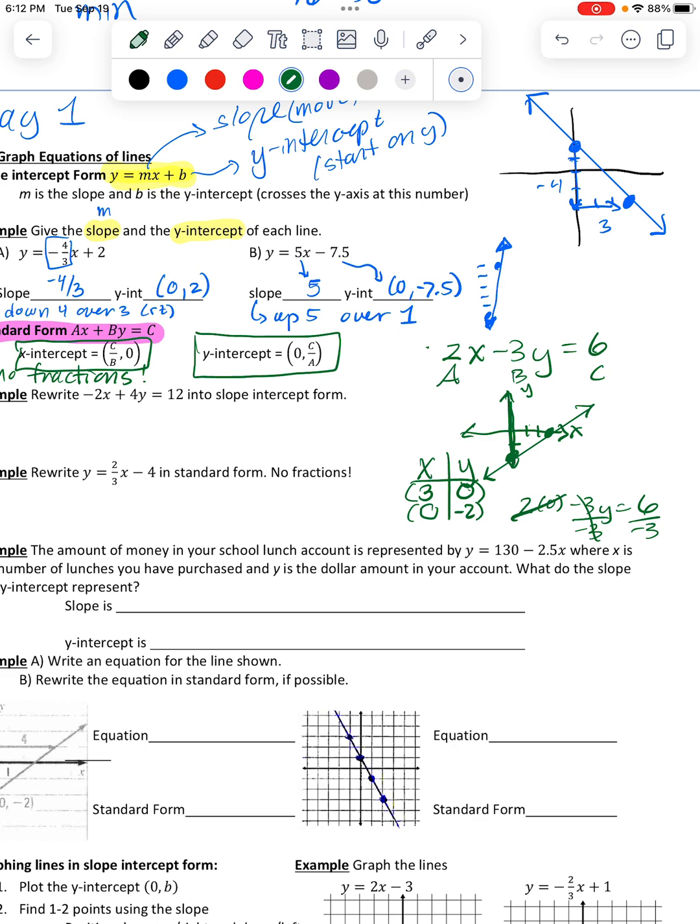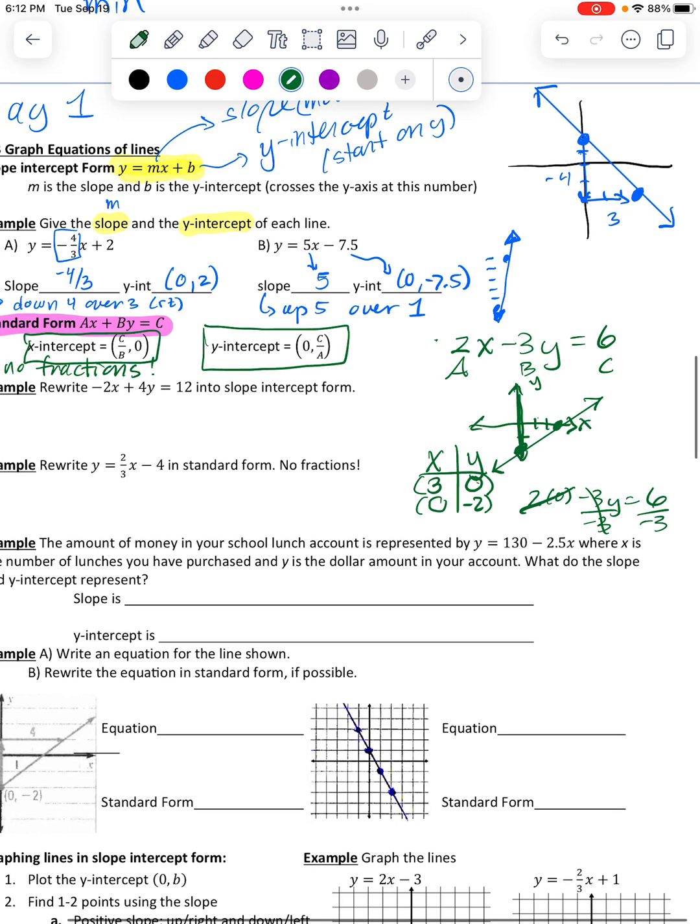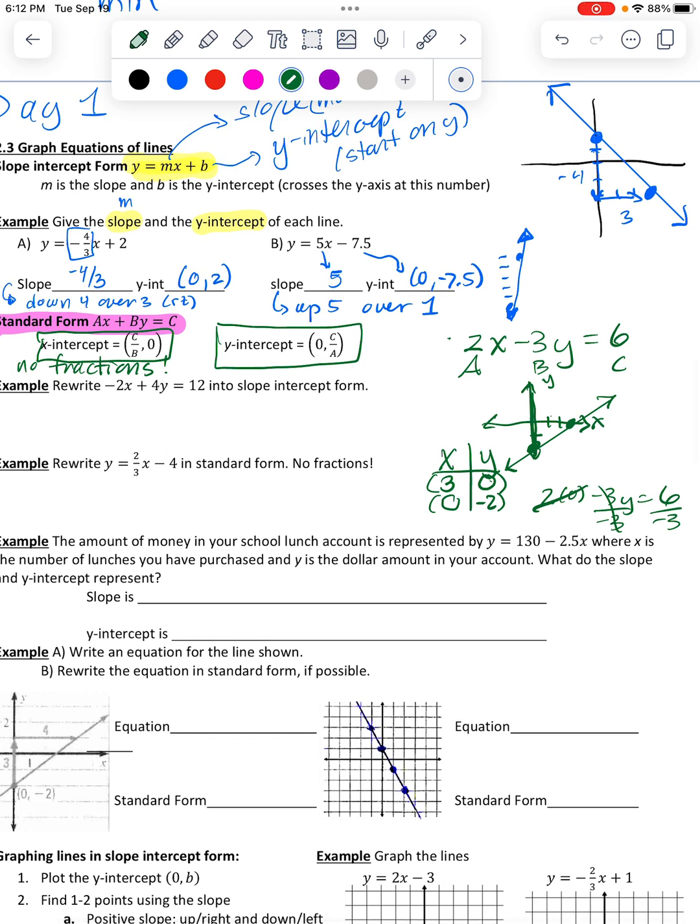That's easier to make this little table probably than to actually go and change it into slope-intercept form. But that's kind of up to you, whatever you think makes the most sense. But that's what these intercepts are. The x-intercept is going to be where it crosses x. The y-intercept is going to be where it crosses y.